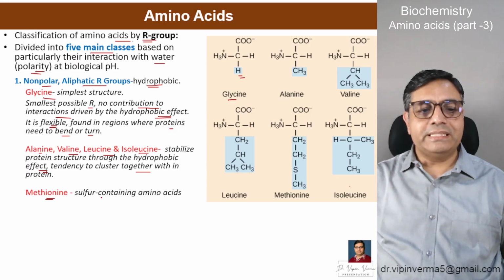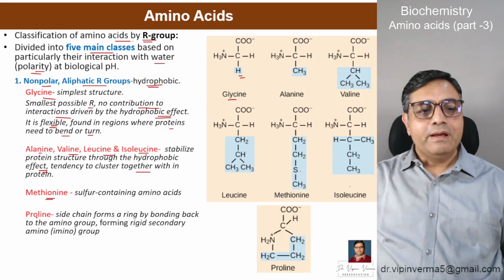Then methionine. Methionine is the sulfur-containing amino acid, and you can see here the sulfur, and it is also the first amino acid of the polypeptide chain. Whatever the polypeptide chain is, the first amino acid will be methionine.